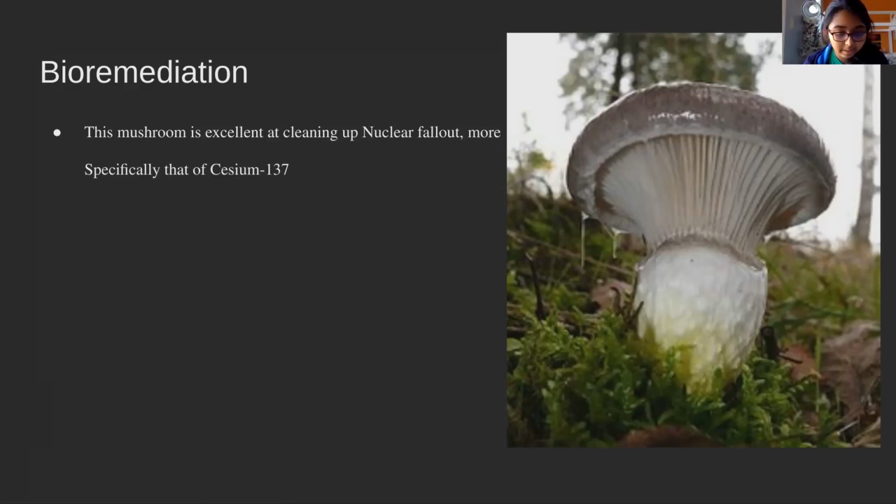Many scientists have been looking for ways to grow these types of mushrooms and other similar radiotrophic fungi that absorb radiation properly, and then they plan to grow them in these areas and then remove them once most of the radioactive waste has been absorbed by these plants.